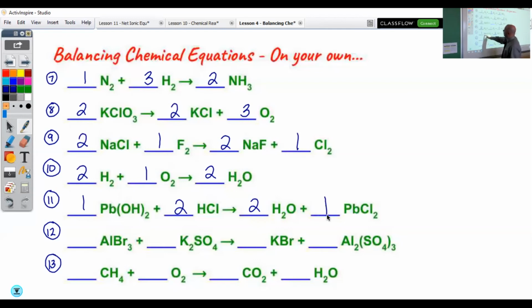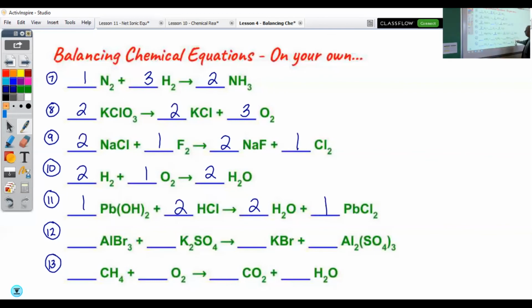everything. So I have 1 lead, I have 1 lead. I have 2 oxygen here, 2 because it gets distributed through the parentheses. So 2 oxygen here. I have 2 waters, so I have 2 oxygen here. I have 2 hydrogen here, plus 2 more hydrogen. That's a total of 4. And I have 4 hydrogen here. And finally, I have 2 chlorines here. And I have 2 chlorines here. That is all balanced.